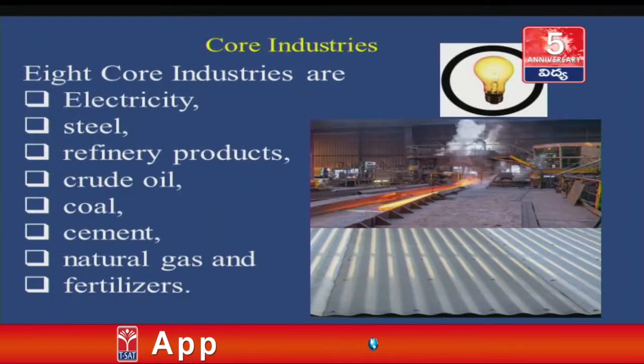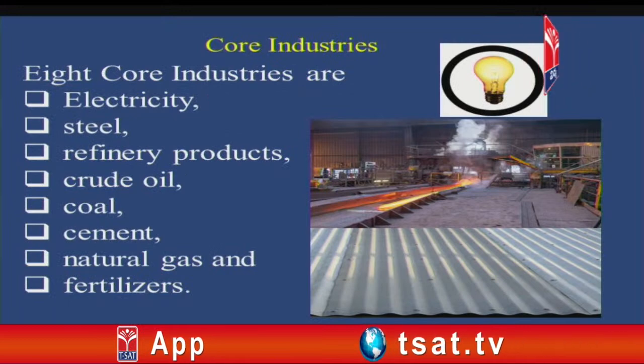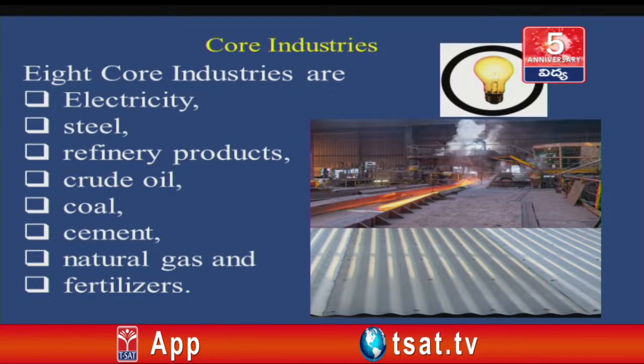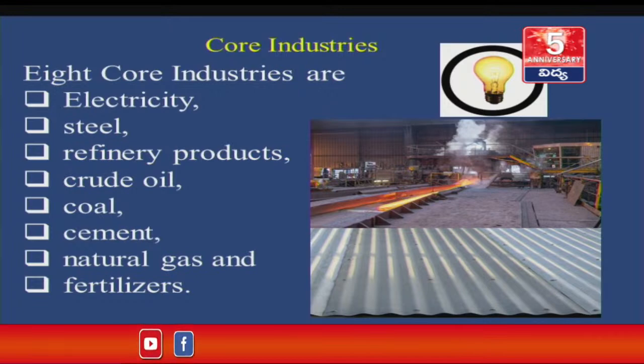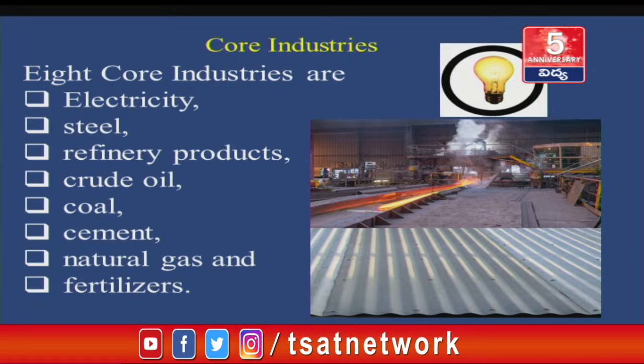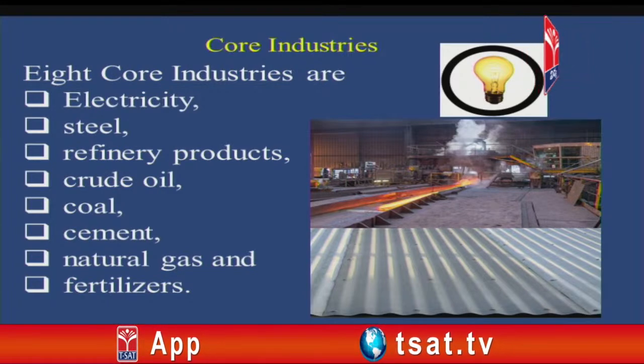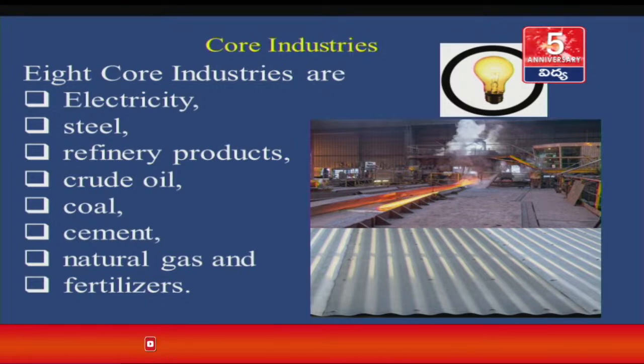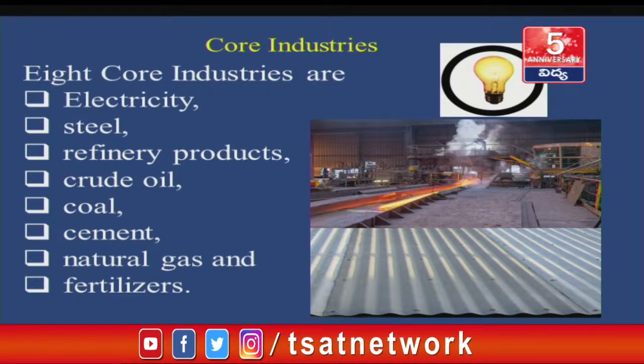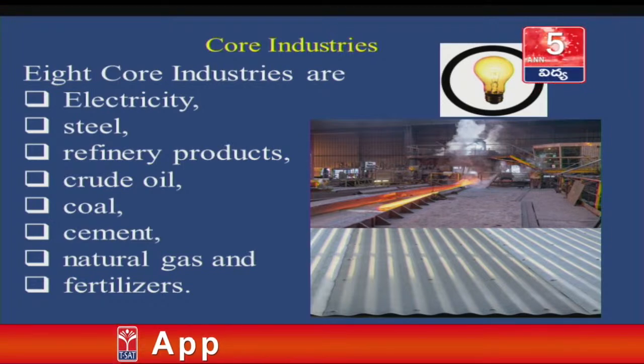If you see the core industries, we have 8 core industries: electricity, iron and steel, refinery products, crude oil, coal, cement, natural gas and fertilizers. Why have we taken these as core industries? These supply many other industries. Suppose electricity is a base one; without electricity we can't do anything. So that is important.